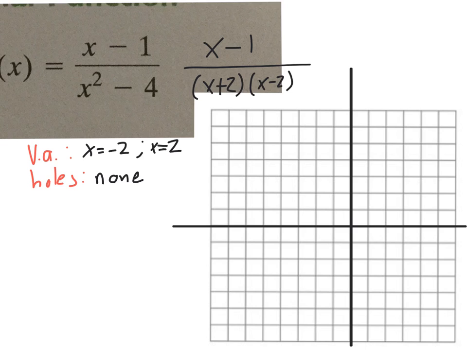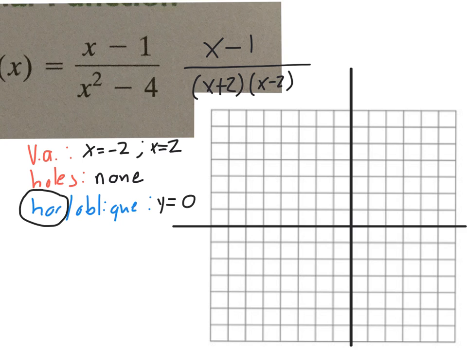Okay, next we're going to find out where the horizontal or oblique asymptote is. So I'm looking at the general form. I compared degrees. What's the degree of the numerator? 1. What's the degree of the denominator? 2. So when the degree of the numerator is less, we have a horizontal asymptote at y equals 0. Okay, and that's the 3 things that you worked on yesterday.